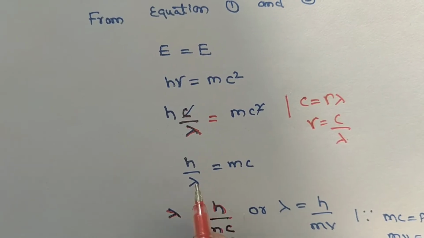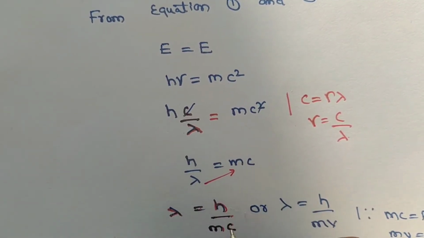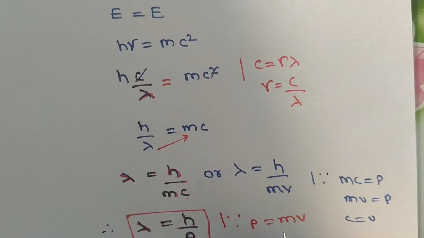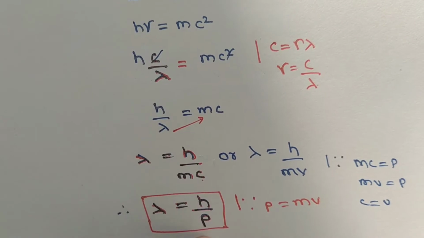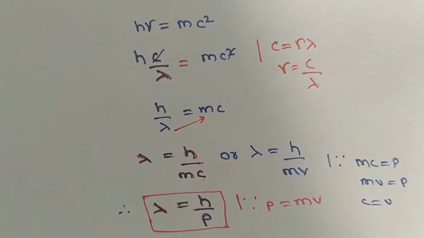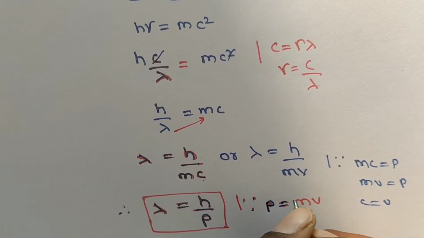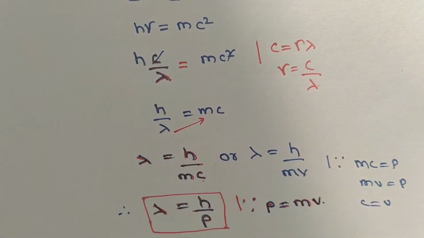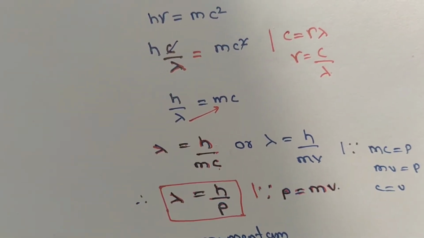Lambda is equal to h divided by mc, or h divided by mv. Here c and v, those two are the same. Lambda is equal to h divided by p, because p is equal to mass into velocity. This equation we call the deBroglie wavelength.